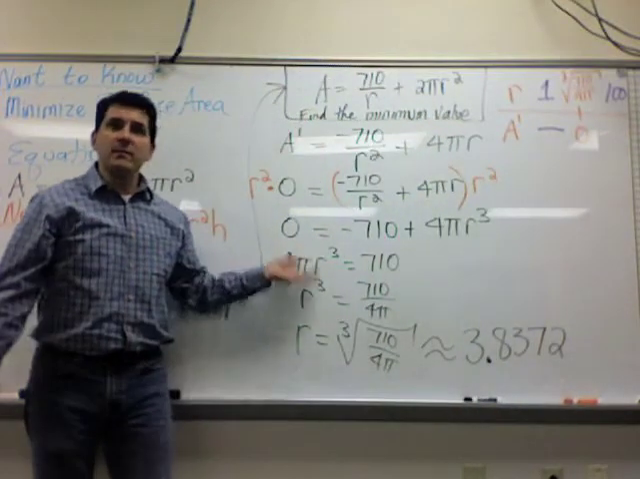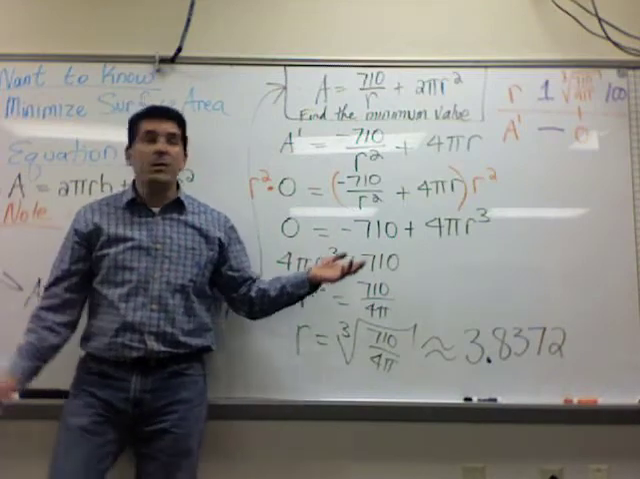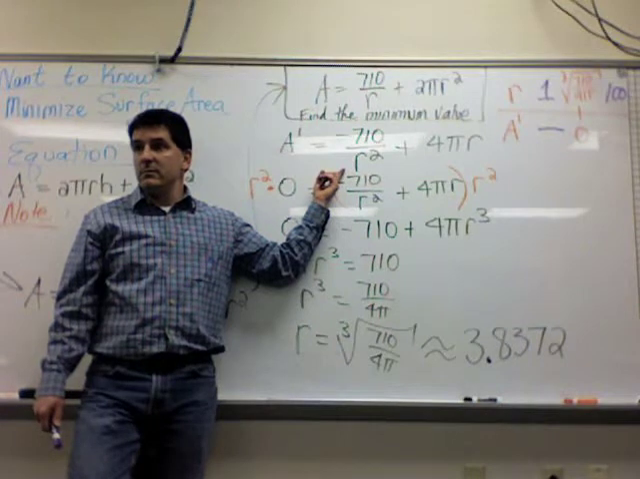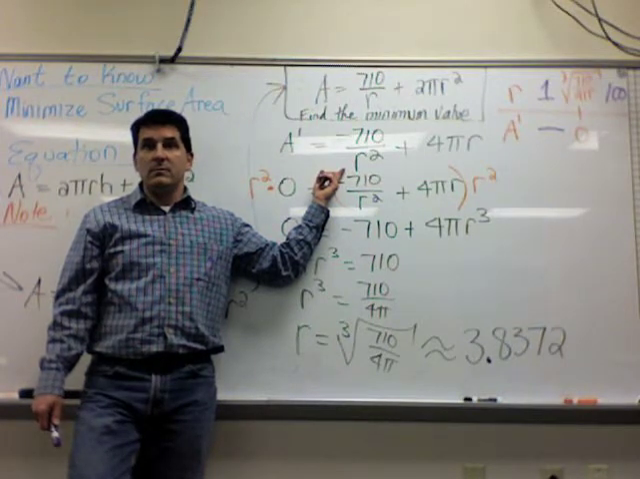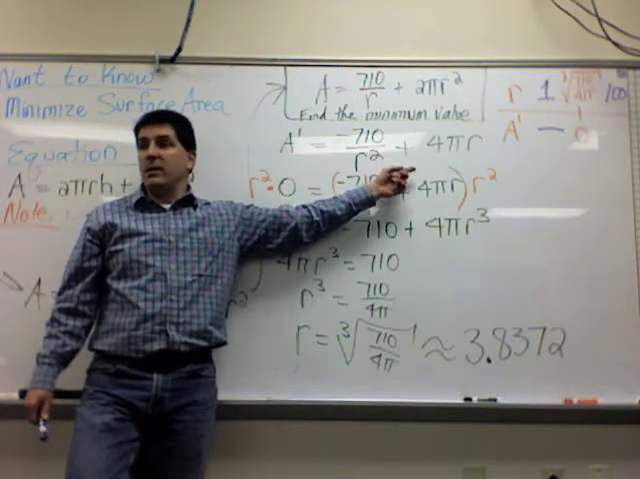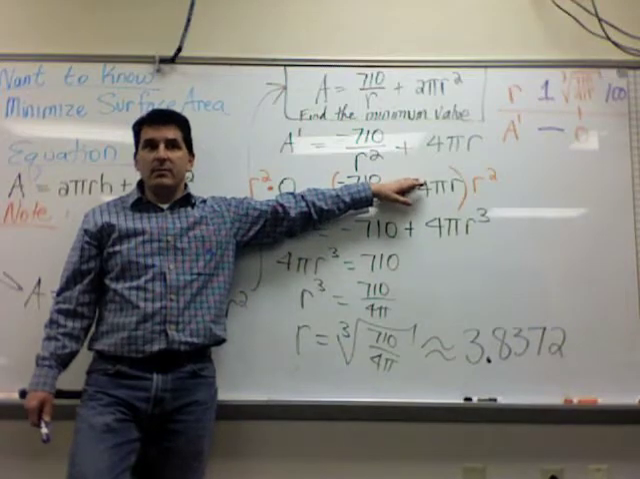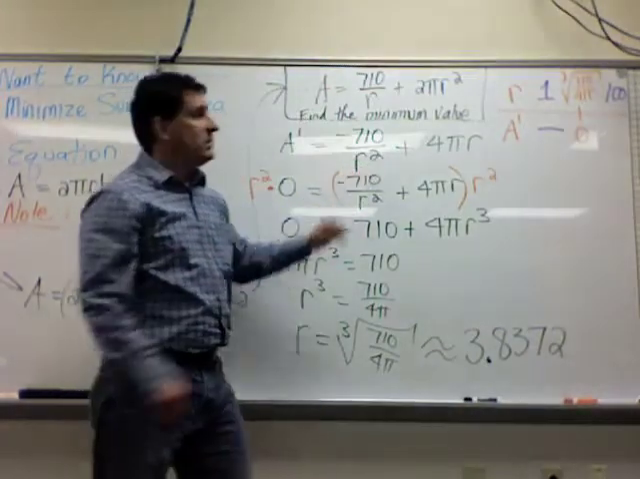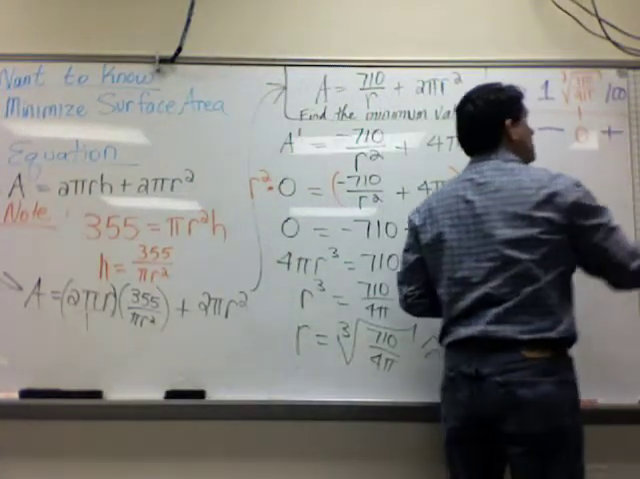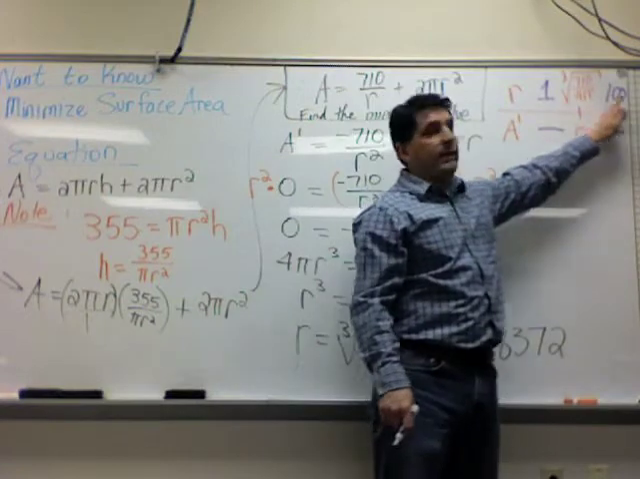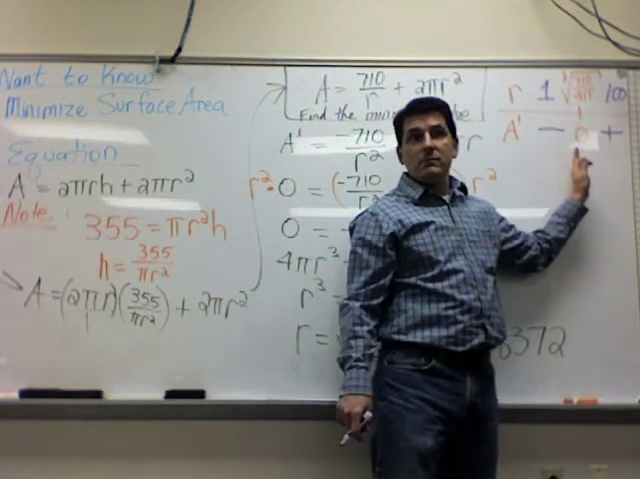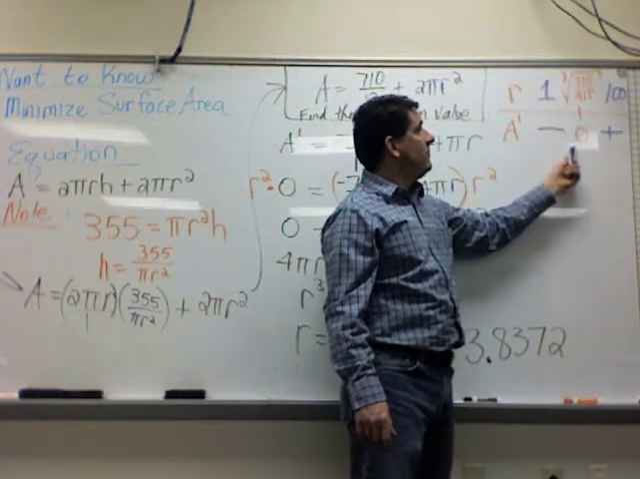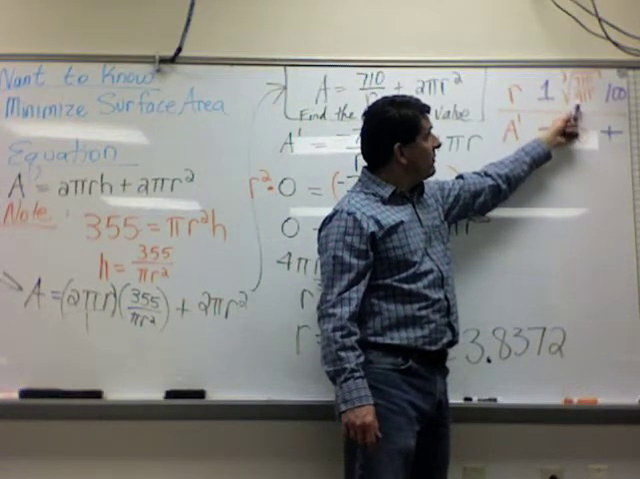Okay. The reason why I picked 100, I picked an extreme value, because what happens if I plug in 100 in here? It's going to be positive, because now this one's got all the power. This one gets close to 0, so this is positive. Now remember, there's no other critical values out there. We found them all. Okay. All right, A prime is negative to the left of the cubed root of 710 over 4 pi.